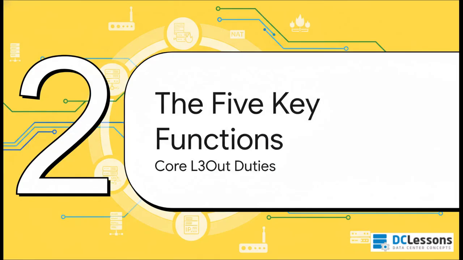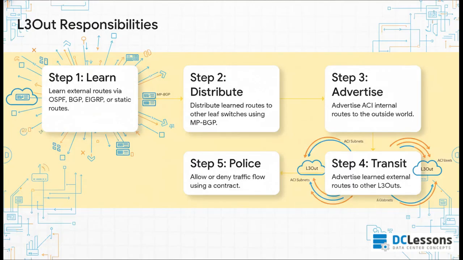Okay, so we know what an L3 out is. Now, let's look at its job description. It has 5 core responsibilities that it absolutely must perform, and understanding these is really the foundation for all of our troubleshooting. I want you to think of this as the life of a route. First, the L3 out has to learn routes from its buddy, the external router. Second, it has to distribute those routes to all the other leaf switches inside the fabric, and it uses multi-protocol BGP for that. Third, it has to turn around and advertise your internal ACI subnets back out to the world.